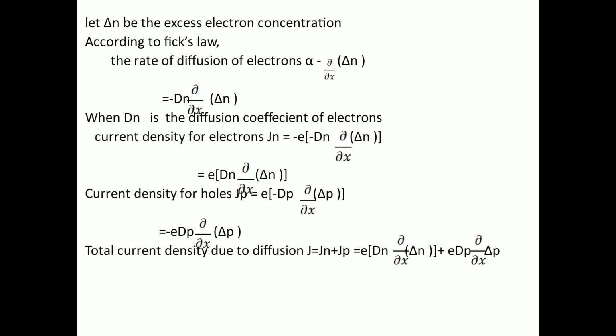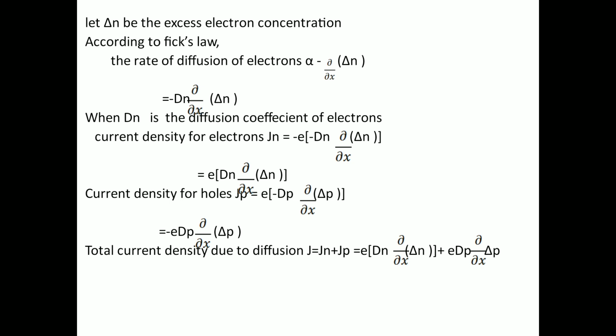Total current density due to diffusion is equal to Jn plus Jp. So e Dn del by del x of delta n plus e Dp del by del x of delta p. We are adding both the current density due to electrons and the current density due to holes.